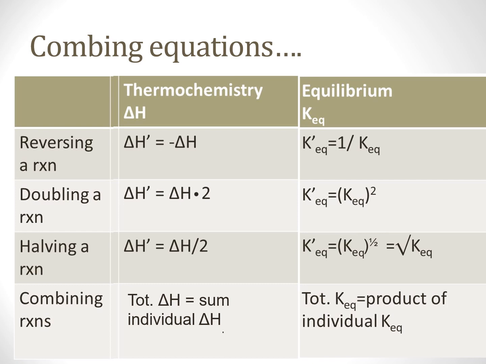So if the reaction is multiplied by 2, the new equilibrium constant is equal to the old one elevated to the second power. If you were multiplying by 3, you would have to elevate to the third power, and so forth. If you are dividing by 2, then you have to take the square root. If you are dividing by 3, you have to extract the cube root. If you are combining a set of reactions, the total equilibrium constant is the product of the individual equilibrium constants.